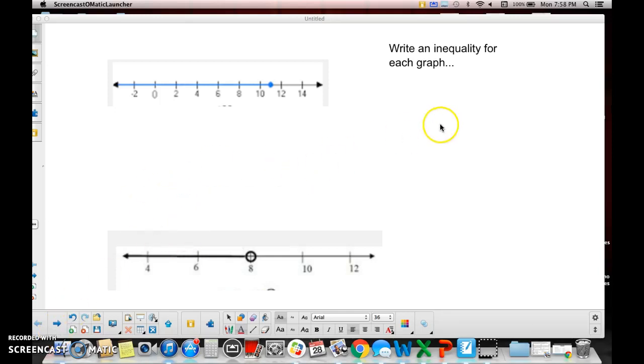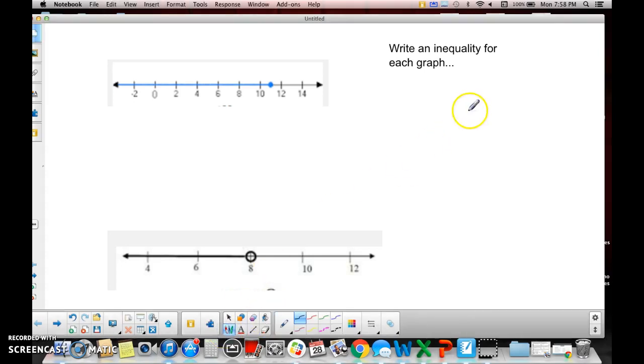Quicker video today. We're going to work on not creating a graph, but taking a graph and writing an inequality from that graph. So I got 4 quick examples for you here. Before I get started, I just want to review this symbol greater than, this symbol less than, this symbol greater than or equal to, this symbol less than or equal to.